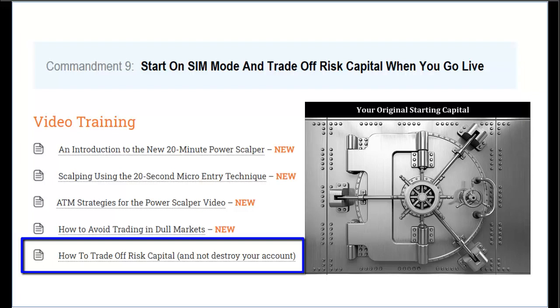You can basically say, hey, look, I am going to just turn the system on, start mechanically following it. I have $500 to burn through to get this system off the ground. And even if it doesn't work for whatever reason, for me, I've got my 5,000 original capital sitting there. I didn't destroy my account. Right? That's how you trade off of risk capital.